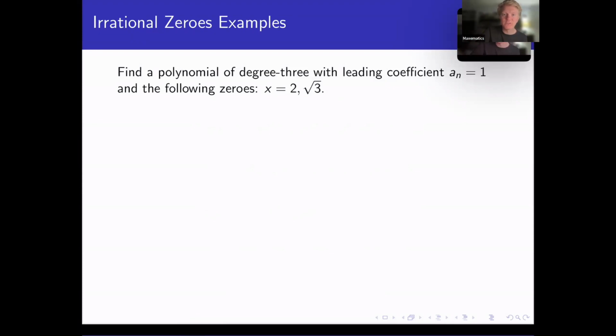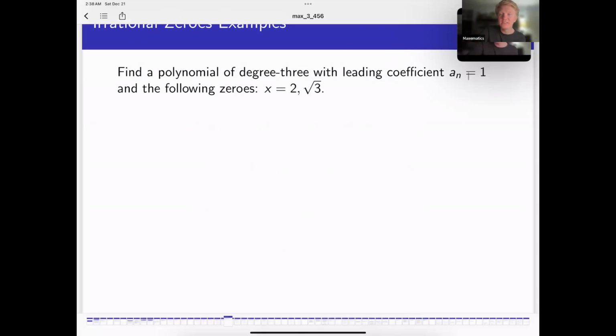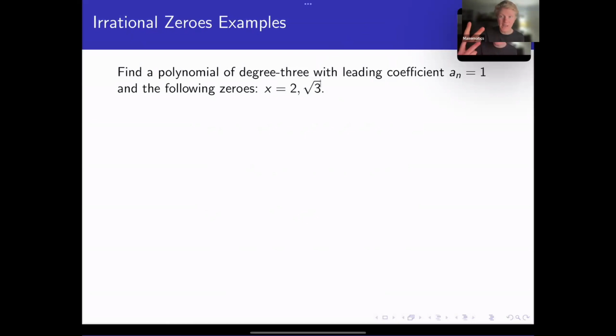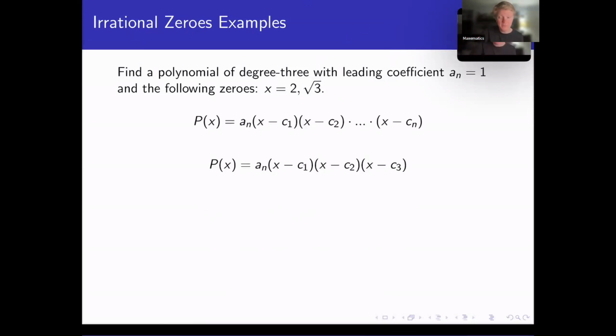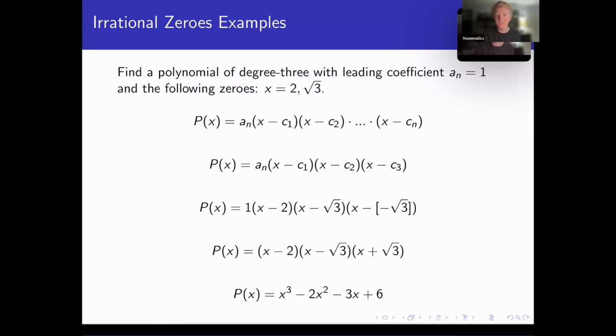Well, we can very quickly change this to me only giving you one of the irrational zeros. So degree 3, leading coefficient 1, zeros 2, and square root of 3. I only gave you two of them. You can find the third one. Degree 3, leading coefficient is 1. First zero is 2. Second zero is square root of 3. But if positive square root of 3 is a zero, then negative square root of 3 is a zero. And then we are rinsing and repeating. Okay.